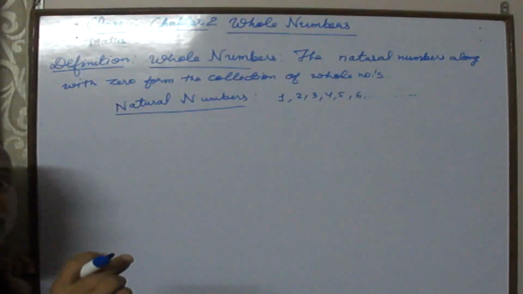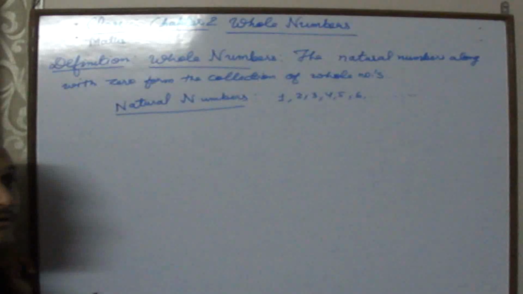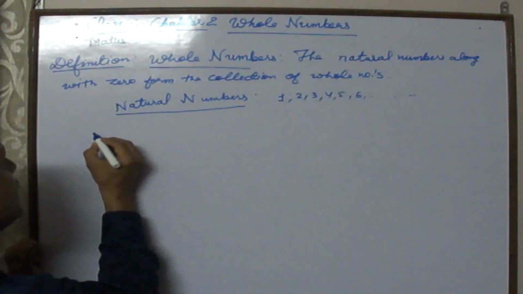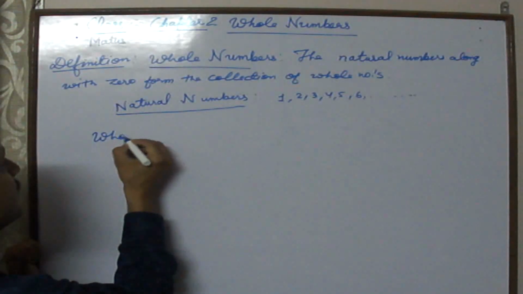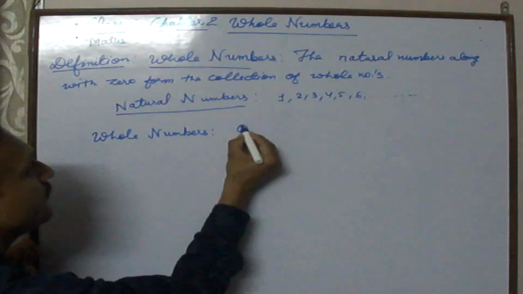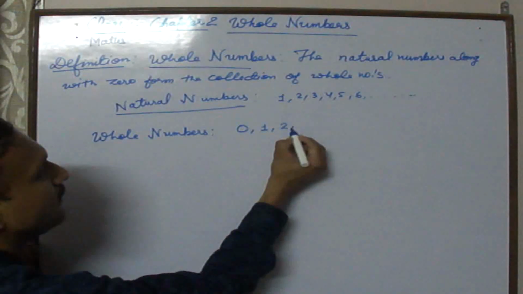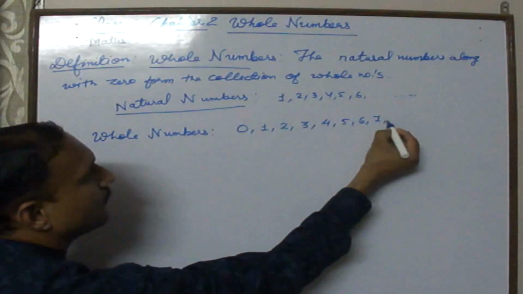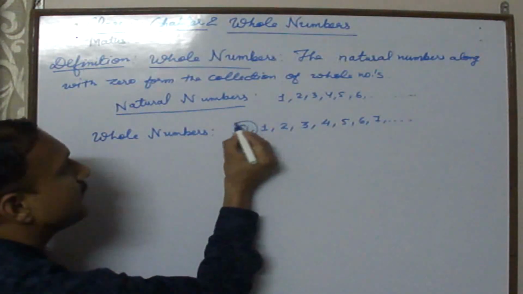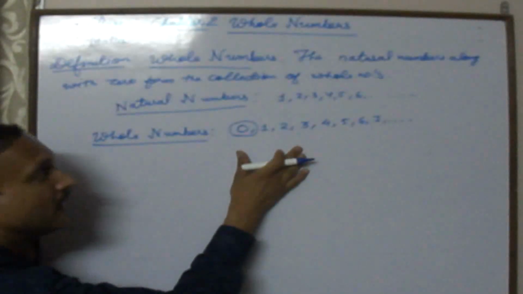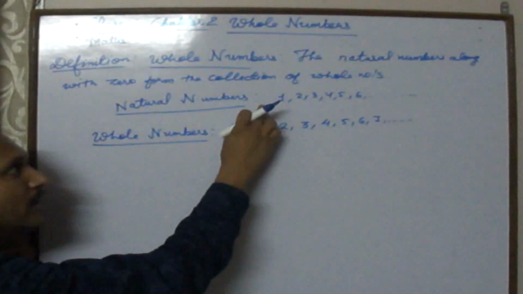And if we include 0 in these natural numbers, then they come to be known as whole numbers. So if I write 0, then such numbers are called whole numbers. The only difference is that 0 is there. If 0 is there, then they are called whole numbers. If 0 is not there, then they are called natural numbers.